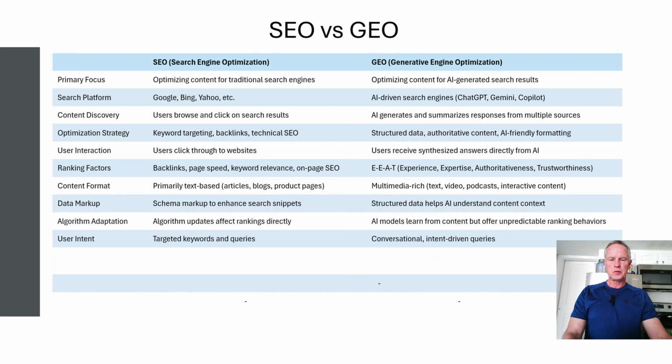User intent: in SEO, targeted keywords usually tell us the user intent and the queries that they ask, whereas in GEO the user intent is going to be much more conversational, intent-driven queries. They're wanting a specific answer. Also, something I need to mention here is that in SEO, search engines oftentimes will have SERPs that have multiple intents listed, whereas with GEO, it's one intent. It's going to be informational, or navigational, or commercial or transactional, and in GEO they won't mix and match.